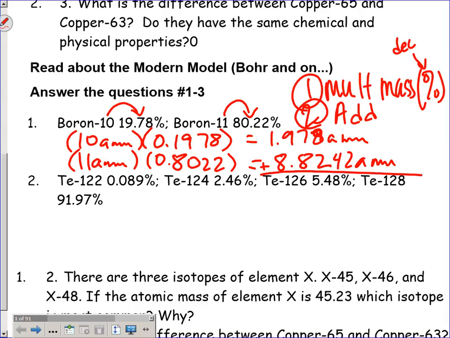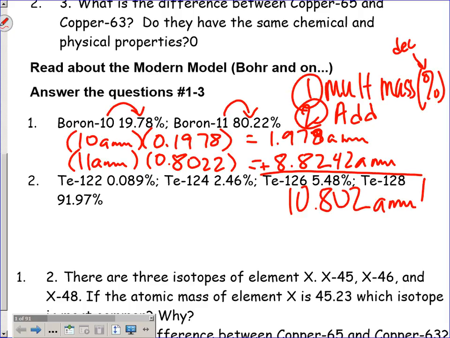So what's 8.8242 plus 1.978? Oh my gosh. Okay, so I had other stuff in my calculator. What's the answer? Anybody? 10.802. I'm stopping here for a second, okay?